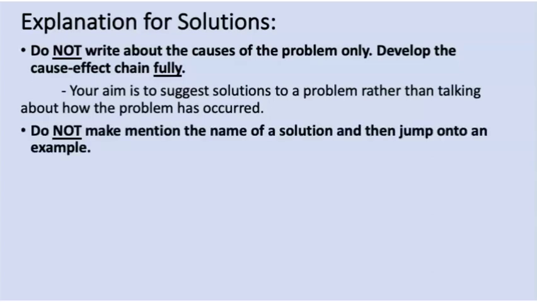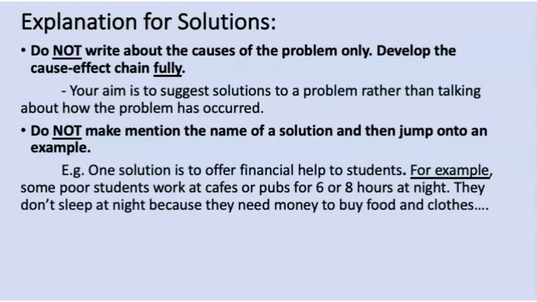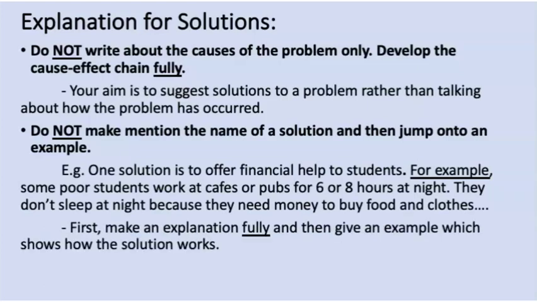Also, we shouldn't mention the name of a solution and then jump onto an example. We should first explain the solutions and then we can, not all the time, give an example which shows how the solution works. Let's look at this example. One solution is to offer financial help to students. Here, right after the major, there is the example. This is not good. So we should not write a sentence like this one.